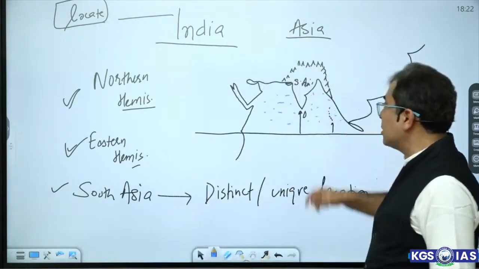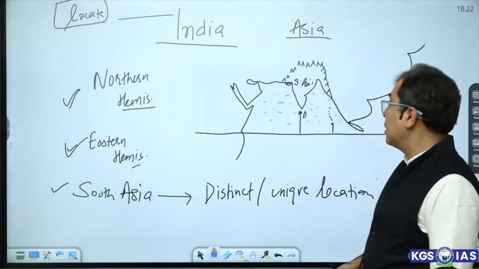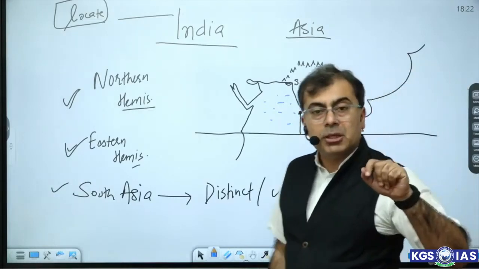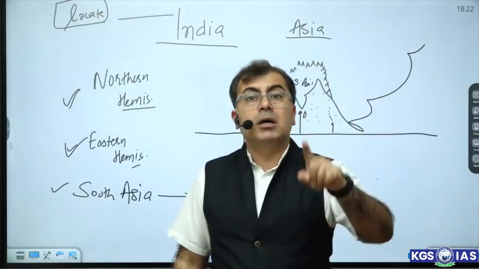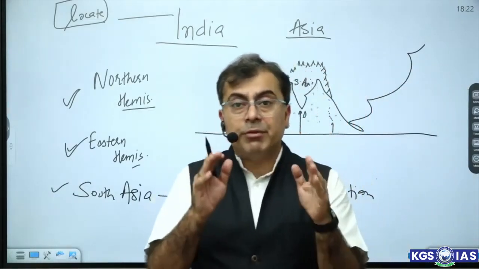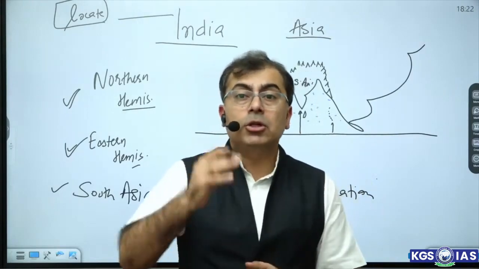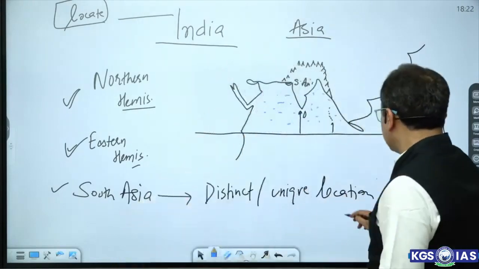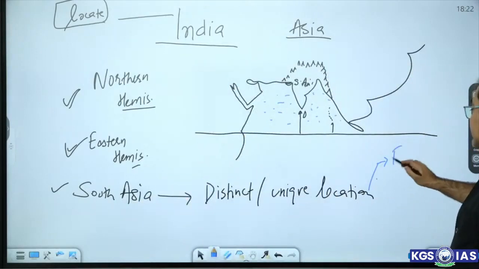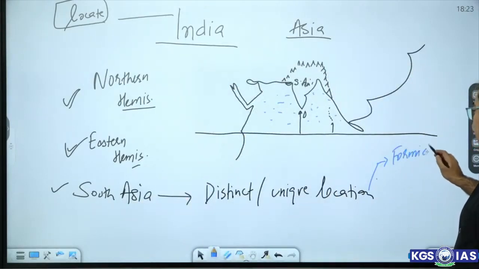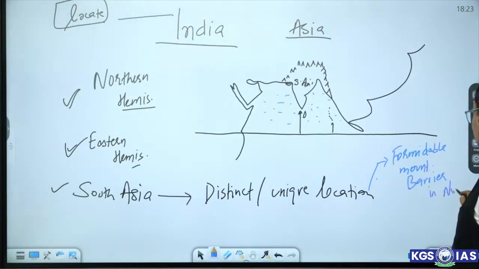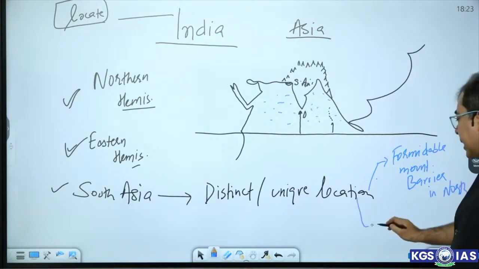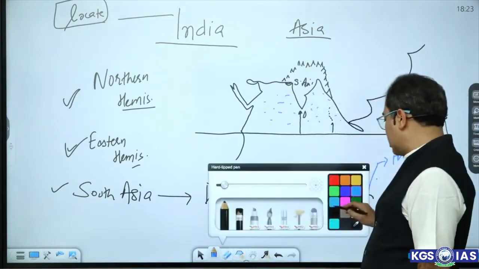So now what do we say about the unique location? First of all, we are detached from the rest of Asia. So physiographically, we have a very, very formidable barrier in the northern part. So can I say formidable mountainous barrier? You will keep writing all of this. Formidable mountain barrier in north.